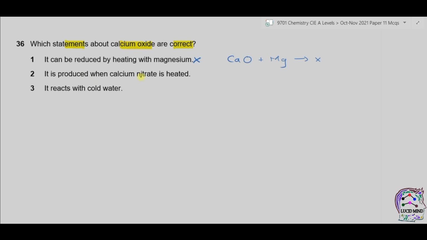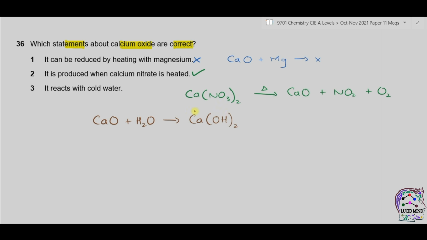Part 2. It is produced when calcium nitrate is heated. Now when nitrates are heated, they form oxides along with nitrogen dioxide and oxygen gas. As calcium oxide is formed, so this is true. Part 3. It reacts with cold water. Now, calcium oxide can react with cold water to make a solution of calcium hydroxide. As option 2 and 3 are correct, answer is therefore C.